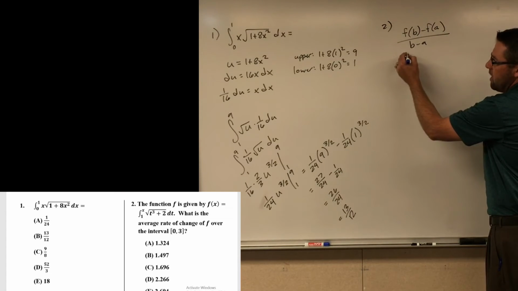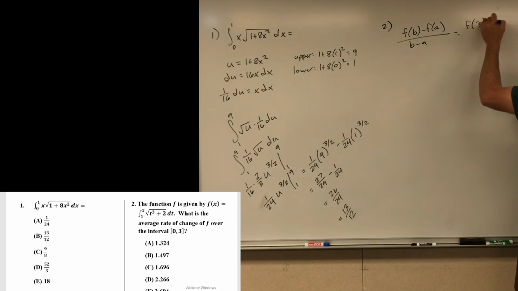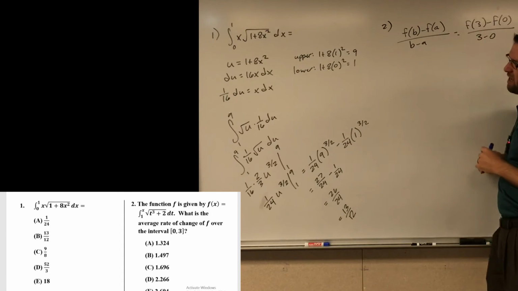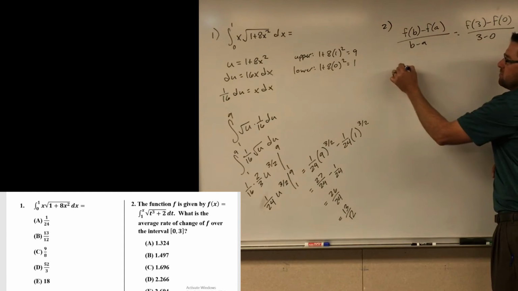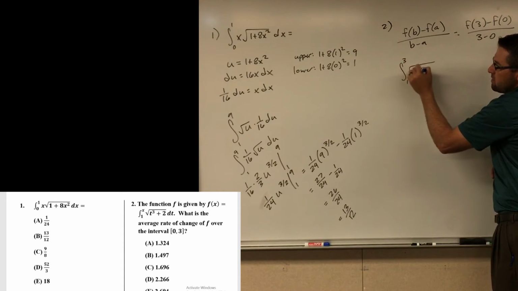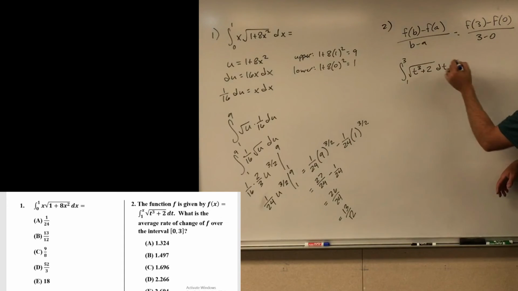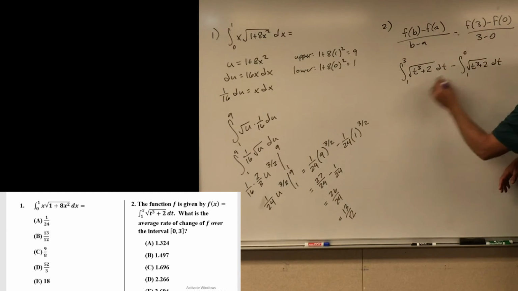So we got to find f of what? f of 3 minus f of 0 over 3 minus 0. How do I find f of 3? So it's the integral from 1 to 3 of the square root of t cubed plus 2 dt. You can, if you want, minus the integral from 1 to 0 of the square root of t cubed plus 2 dt, over 3.